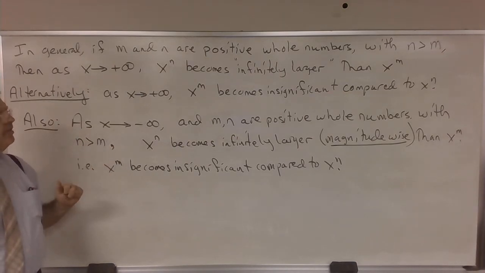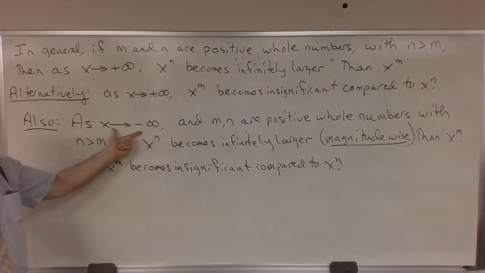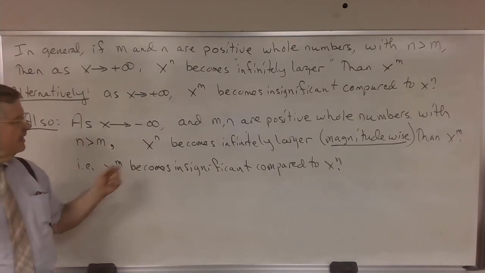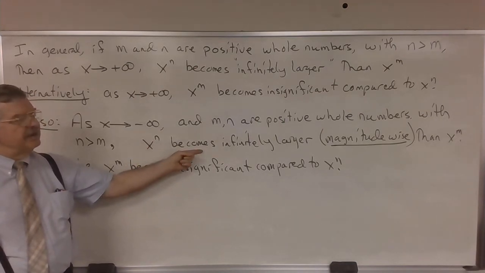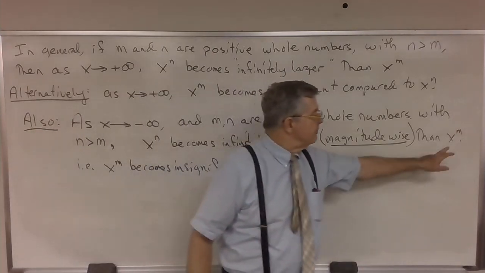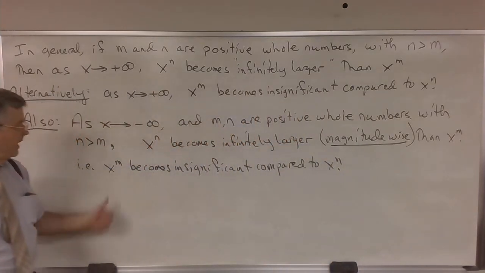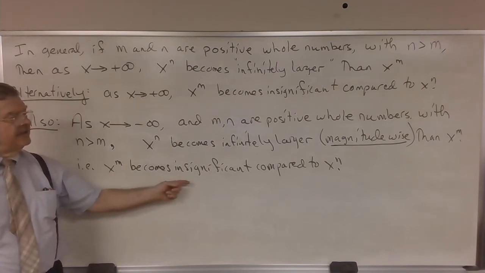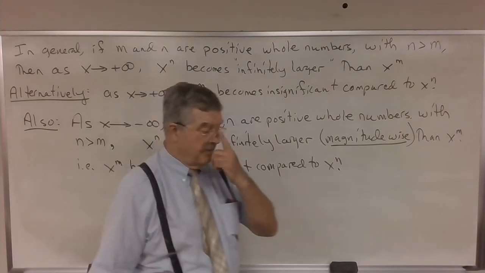m and n are still positive whole numbers, and n is the larger positive number. If x goes to negative infinity, the same thing happens. x to the power of the larger number becomes infinitely larger magnitude-wise than x raised to the smaller number. Or to put it another way, x to the smaller power becomes insignificant compared to x to the larger power.